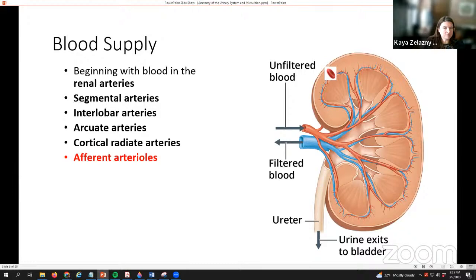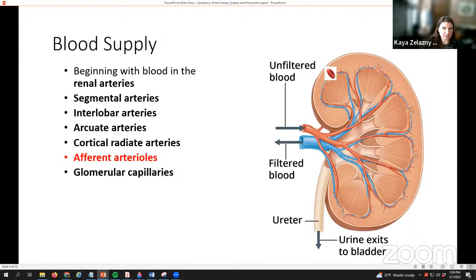So these are going to be the really important ones for our lecture purposes. Okay. So we're going to have our afferent arterioles. Remember from our nervous system, afferent means going to something. Afferent means to. Efferent is going to mean away. So we have our afferent arteriole going to the nephron. Then we're going to have a specialized capillary bed called the glomerulus. So we'll have our glomerular capillaries.